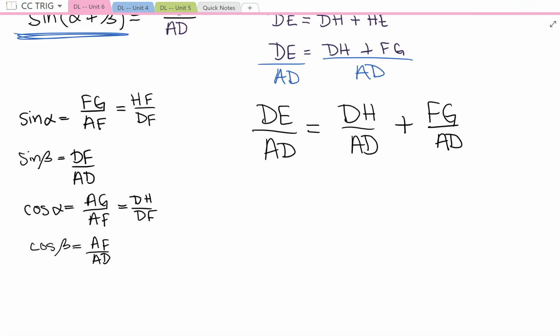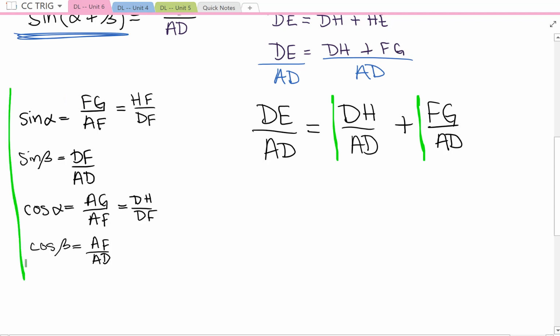Now this is when the ratios from earlier really come in handy. We want to know, is there any way we can make these ratios resemble these? DH over AD. Do we have any DHs over AD? No, we have a DH over DF.